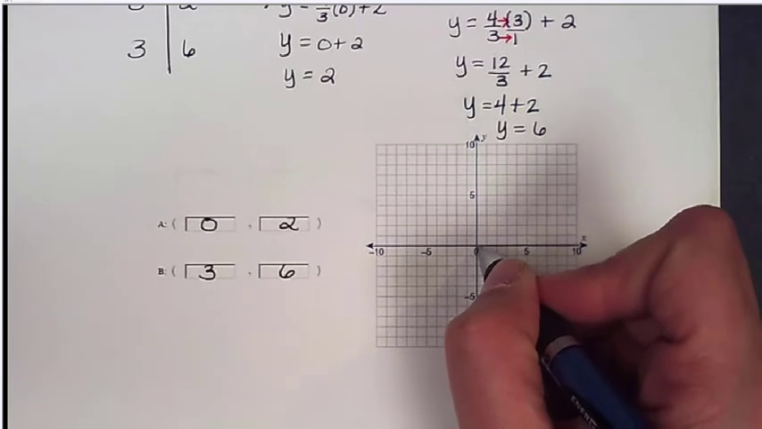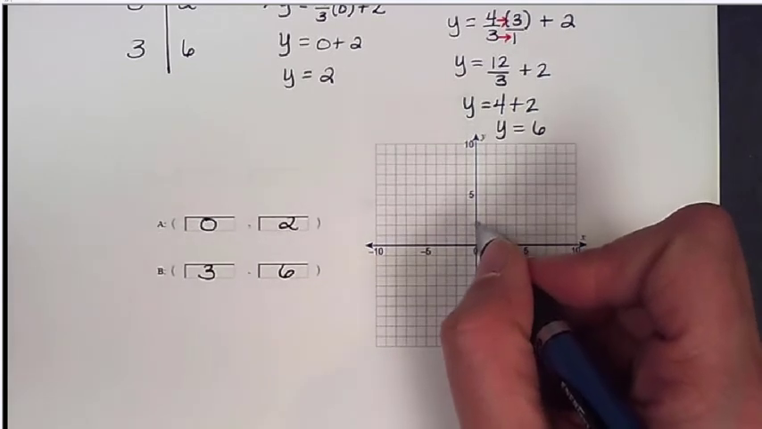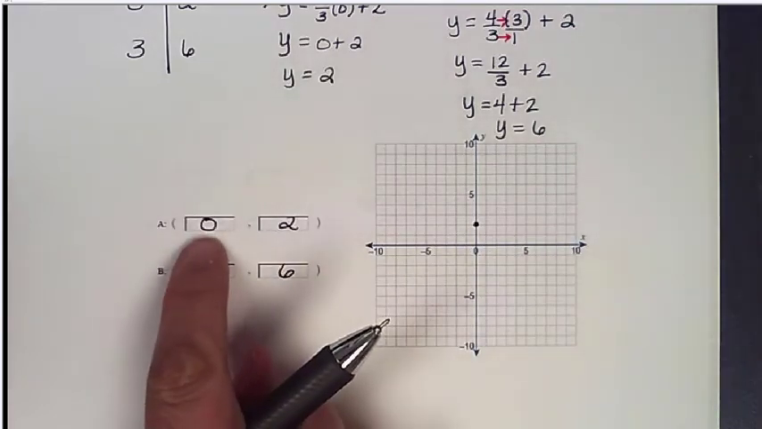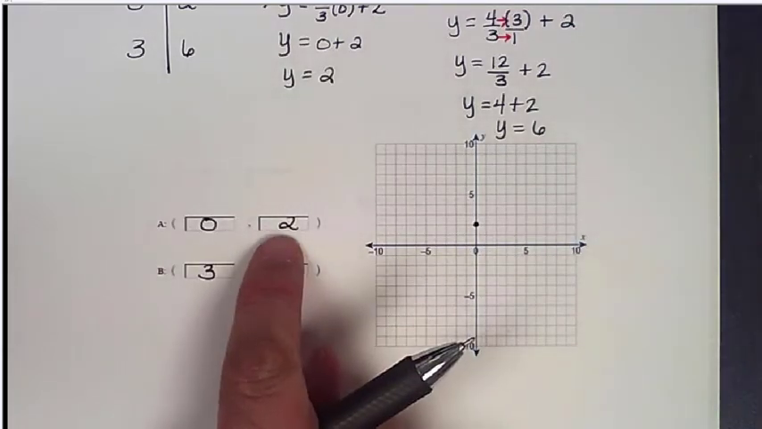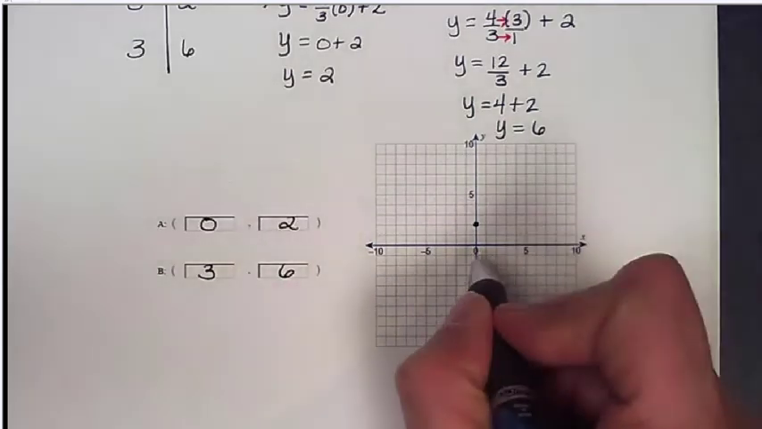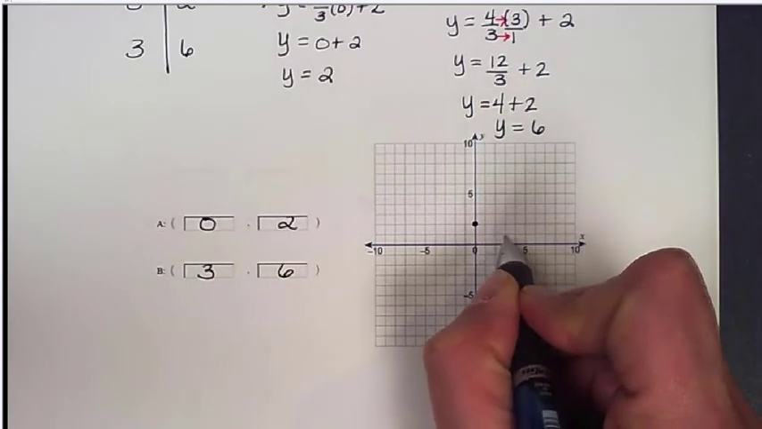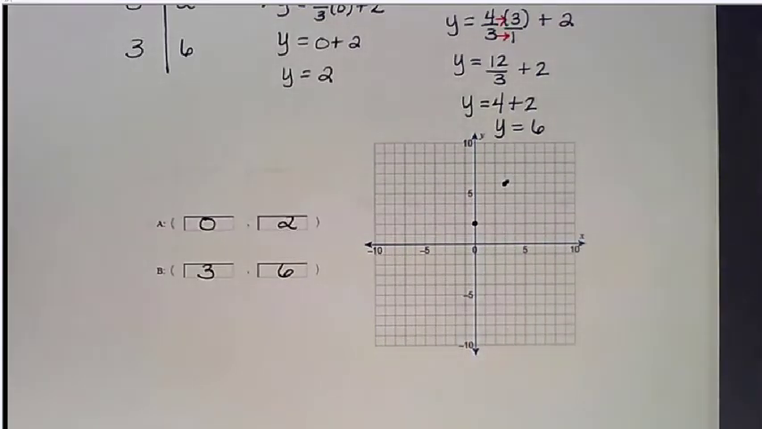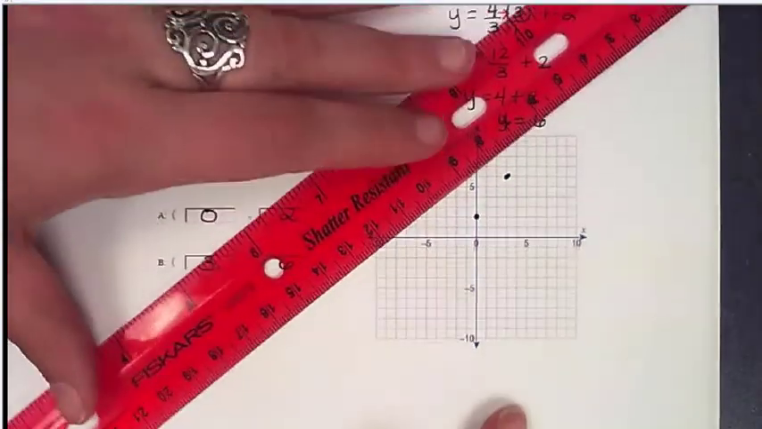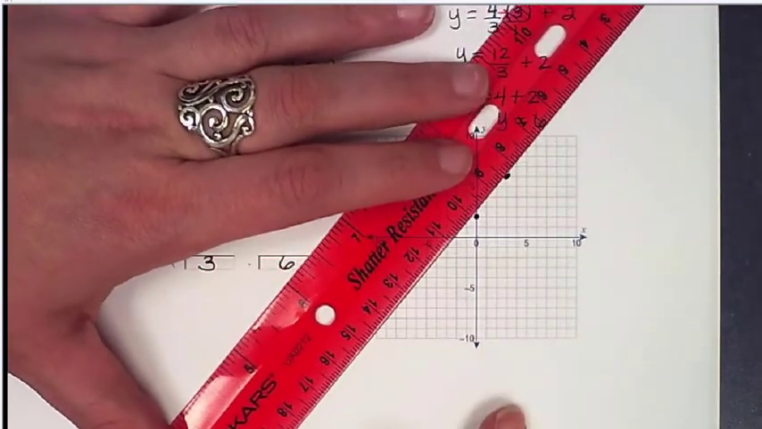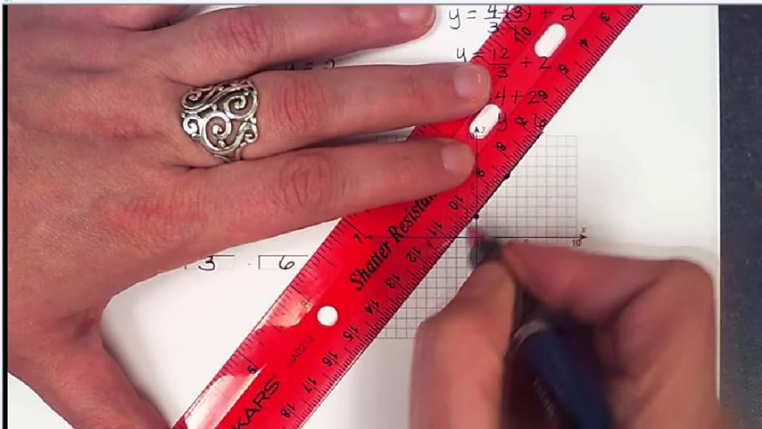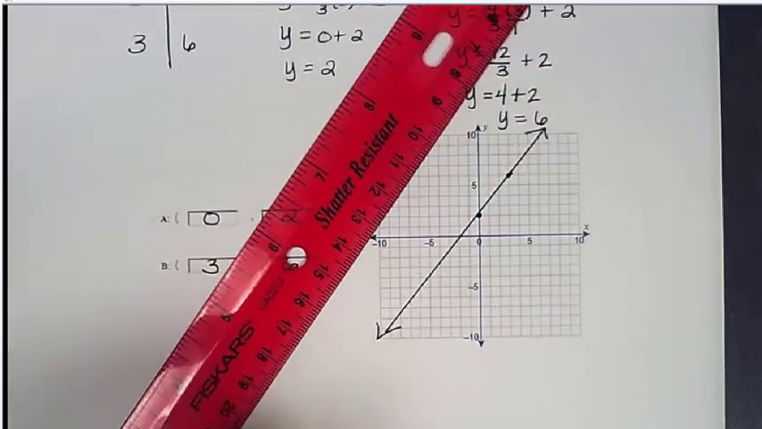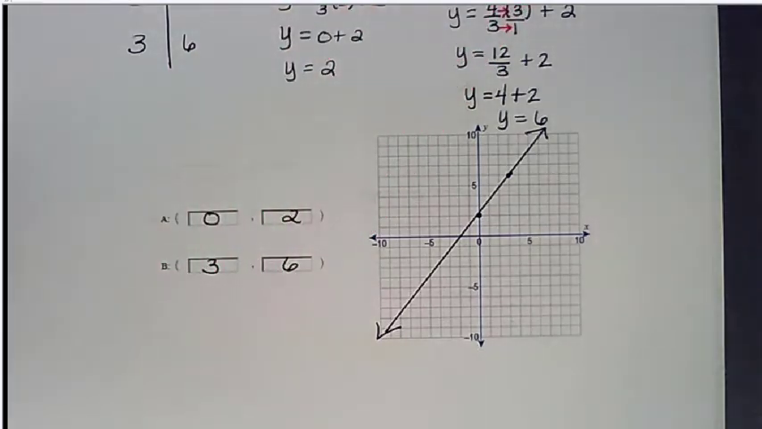Starting from our origin, we're going to graph our points. So we're going to go up 2. That's going to be our 0, 2. Again, since x was 0, we didn't move left or right. But since y was 2, we went up 2. For 3, 6, we're going to go to the right 3, and then up 6. And there's our point right there. Again, taking my ruler and connecting those dots, there's our line of y equals 4/3 x plus 2.